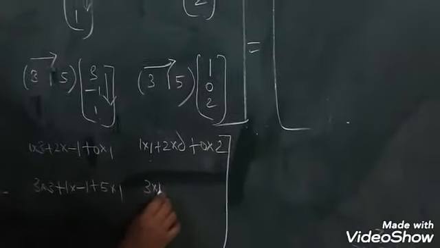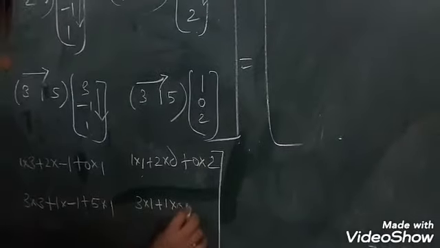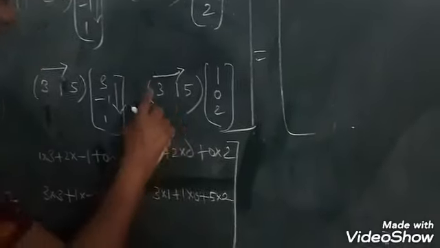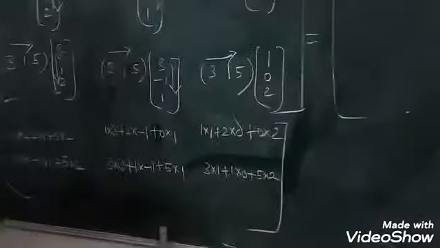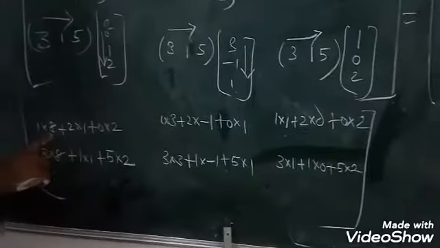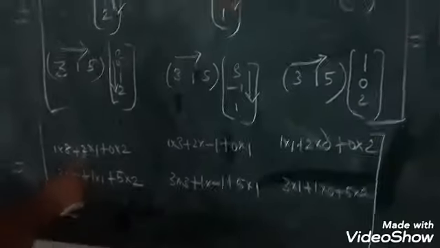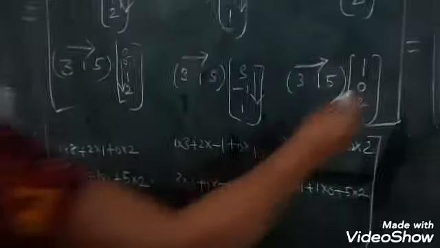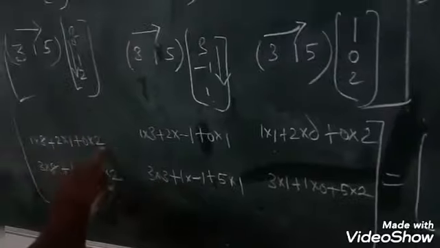Okay, 3 into 1 plus 1 into 0 plus 5 into 2. Before the sign you have to write. Okay girls, now you have to simplify. 3 ones are 3, 1 8 is 8, 2 1 is 2, 0. Now 1 8 is 8, 1 2 is 2, 0 into 2, 0.